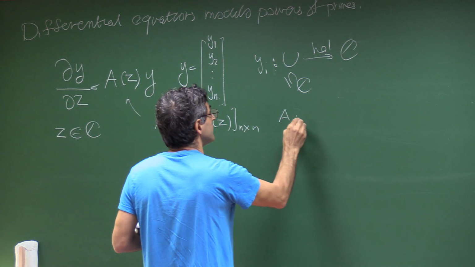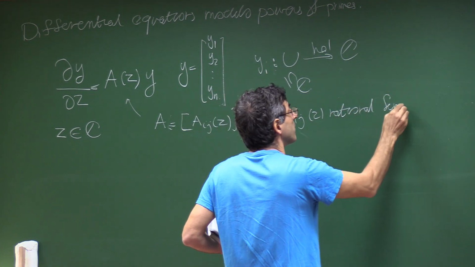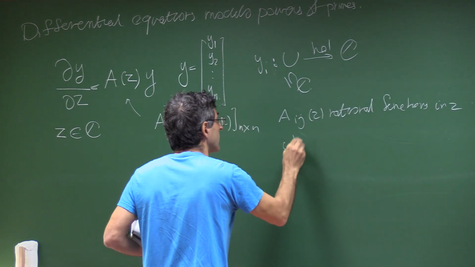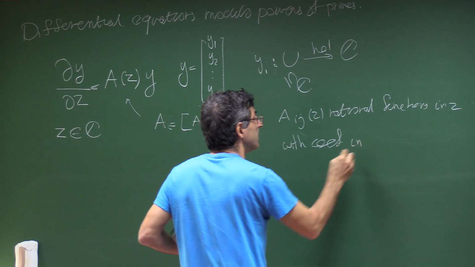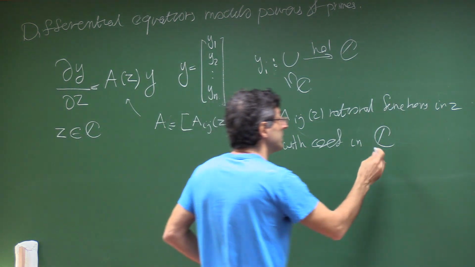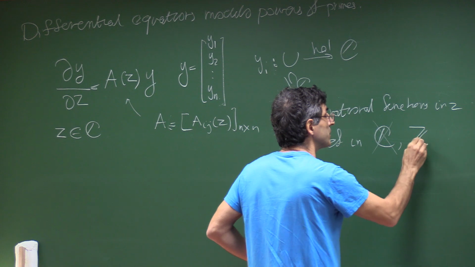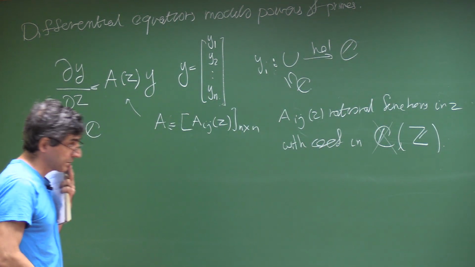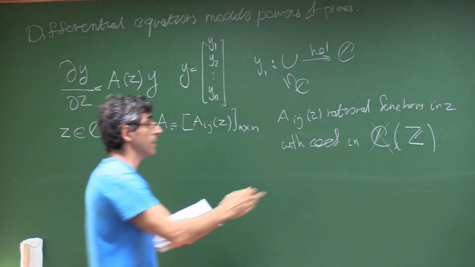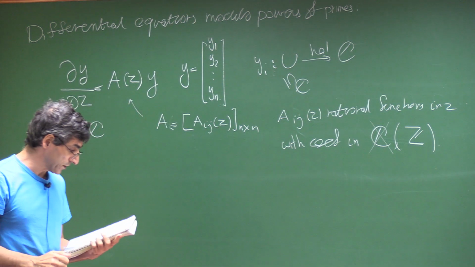And the A_ij's are rational functions in Z with coefficients in C. Whatever I'll tell you, maybe it is simpler that you just forget the coefficients over C. Take coefficients over Z. But the whole discussion can be done for when the differential equation is defined in some sense over integers.